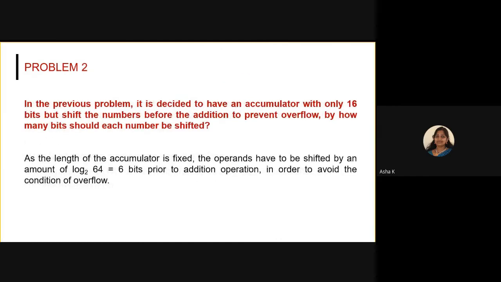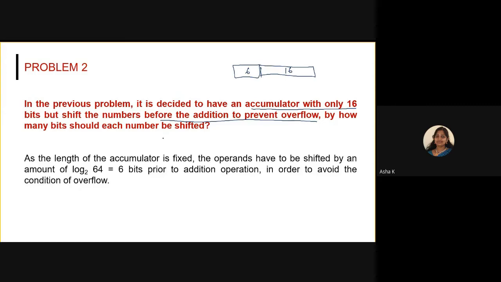Problem 2. In the previous problem, after calculating the additional bits, how many extra guard bits were necessary? Now say we decide that the accumulator has only 16 bits, and I don't have the extra 6 guard bits. Then it is decided to have an accumulator with only 16 bits, but shift the numbers before the addition to prevent overflow. How many bits should each number be shifted?